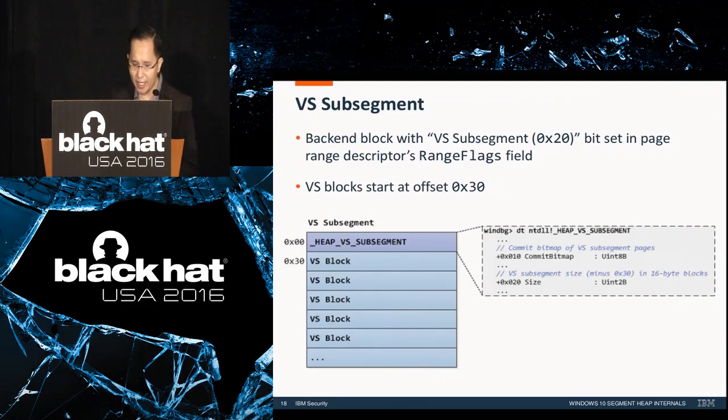And then zooming in to a VS subsegment, two of the most important fields are the commit bitmap, which tracks which parts of the VS subsegment are committed, and the other one is the size of the VS subsegment. So after offset 30 hex is where the VS blocks are located. So when a new VS subsegment is created, the whole area here is one larger free block. It is just split into different sizes as allocation requests come in.